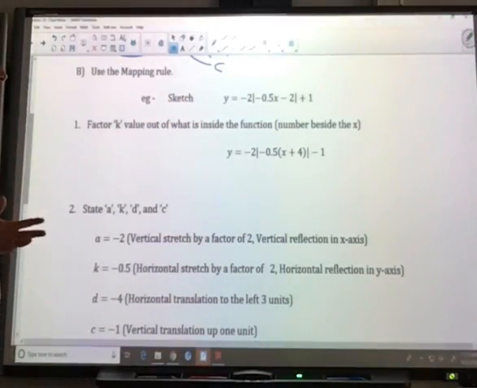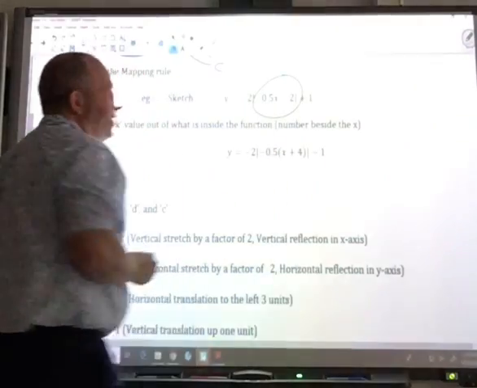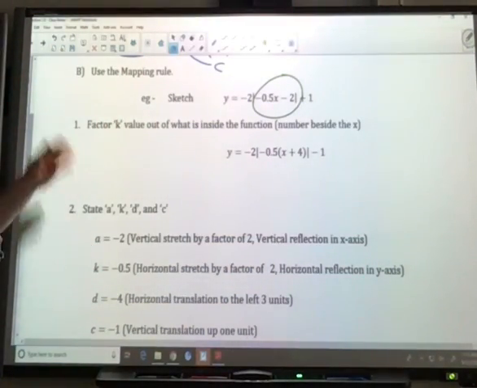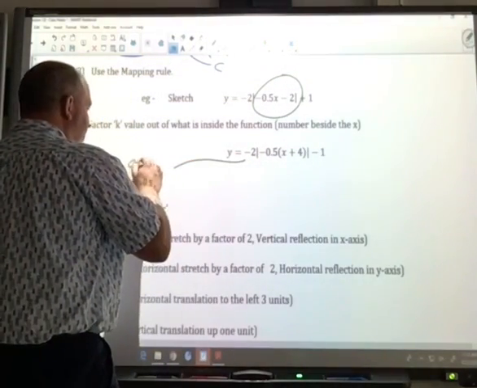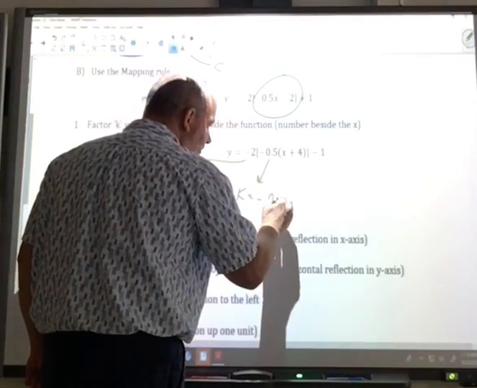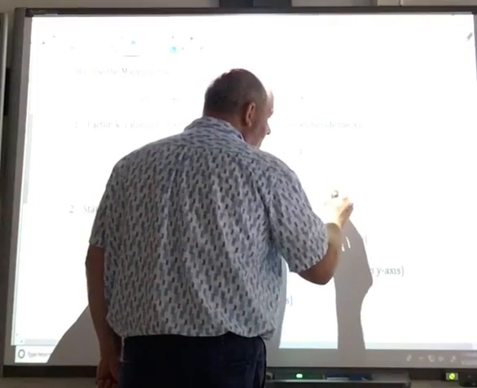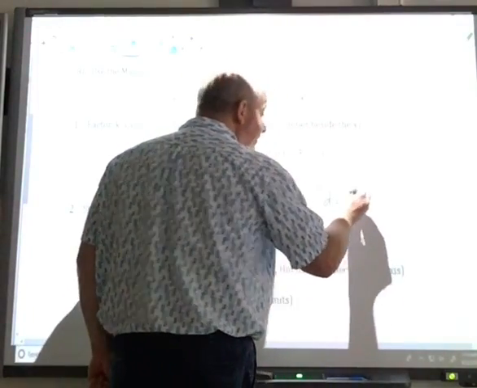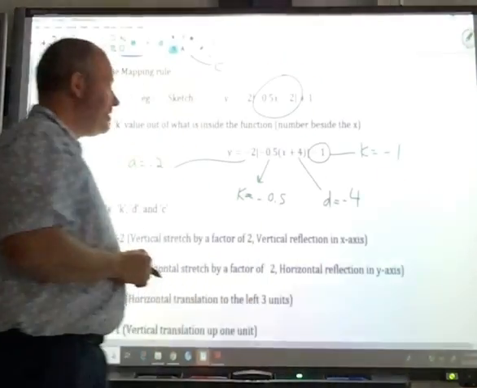When you do the mapping rule, what you have to do is the same thing that you would do to start off the step-by-step rule. The step-by-step rule, first thing we have to do is we have to factor out the k value. We always have to do that. Okay, so factor the k value out. And then what do we do? Well, we're like, okay, a is equal to negative 2. k is equal to negative 0.5. d is equal to, switch the sign, negative 4. And then c is equal to negative 1. Okay, just as we see it.